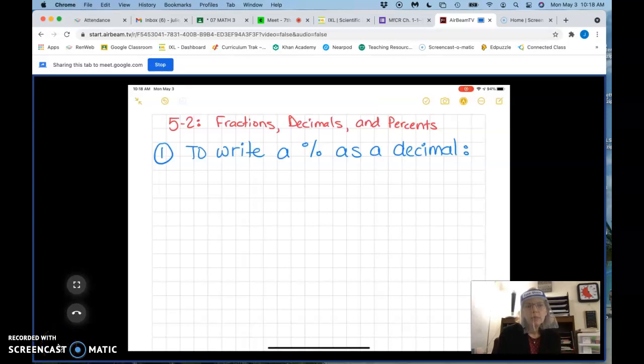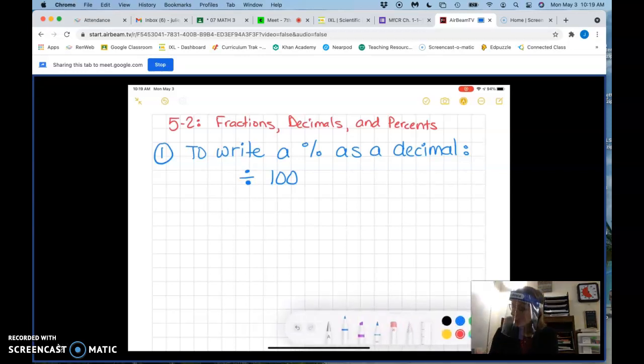So today we're starting section 5-2 and we're going to keep talking about fractions, decimals, and percents. The first thing we're going to talk about is to write a percent as a decimal. We are going to simply divide by 100. And that's it.